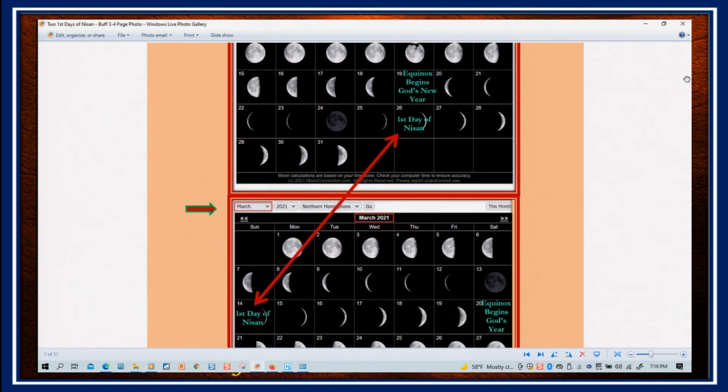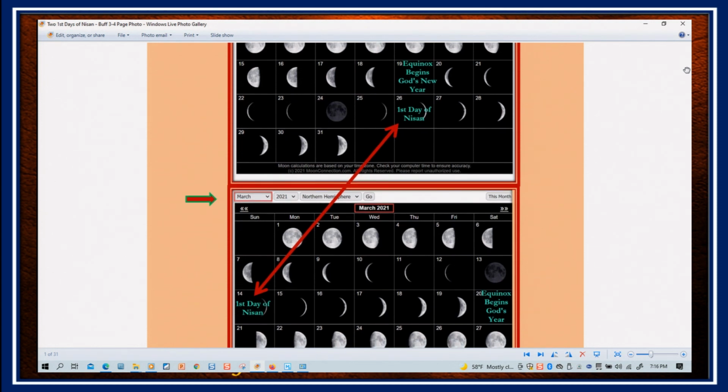Now, let's move down to 2021 for a moment. And as we can see, in 2021, the vernal equinox occurred on what? On the 20th day of March, didn't it? And the Jews that year had chosen March 14th, right here, as their first day of Nisan, which we can see occurred about 6 days before, note that now, before the vernal equinox had arrived.